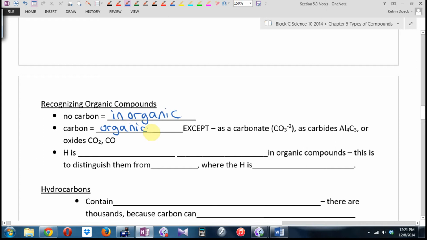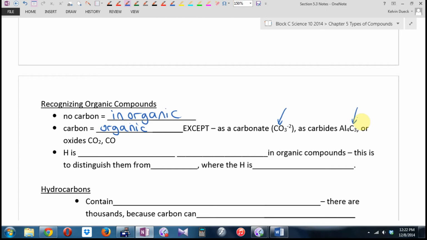Organic except as a carbonate. If it's a CO3, that's a polyatomic ion from the back of your sheet, that's not organic. And I guarantee, as a multiple choice question on your test, one of them is going to be, which of the following are organic? And one of them does have a CO in it. Or as carbides, if carbon appears after a metal and it's behaving like a nonmetal, so aluminum carbide, or as an oxide, carbon dioxide, carbon monoxide, if it's bonded with an oxygen. Those are not organic compounds. So I can't just say always with a carbon, organic, but those are the exceptions.